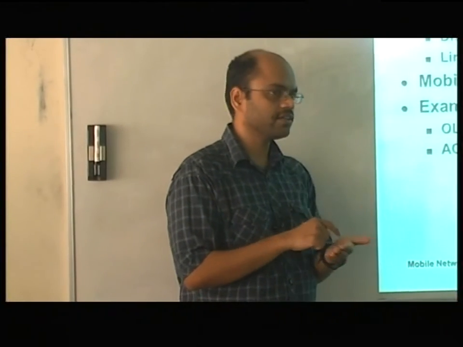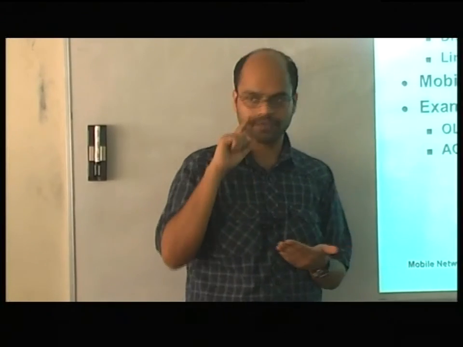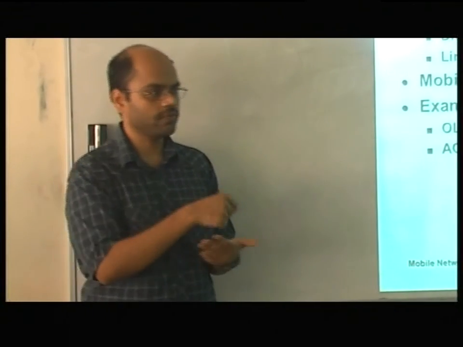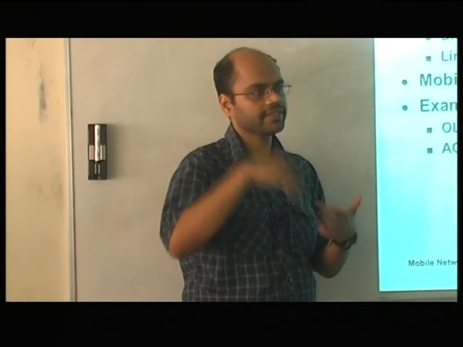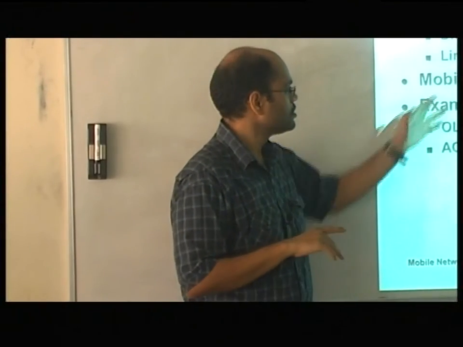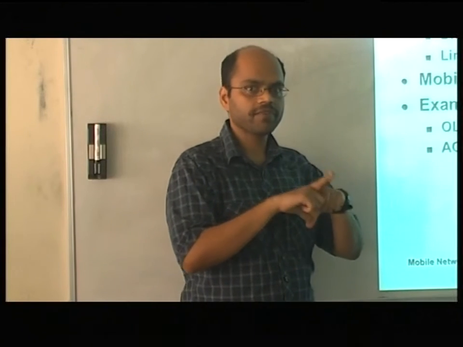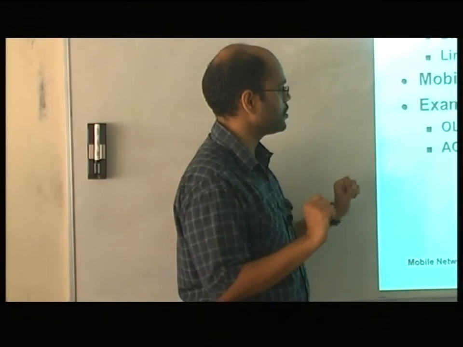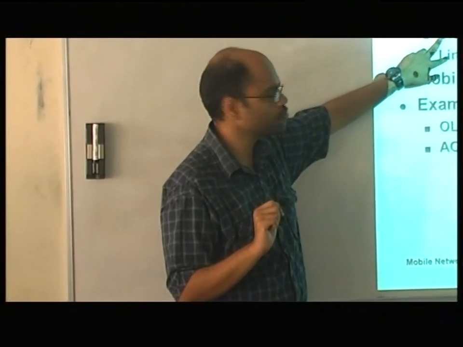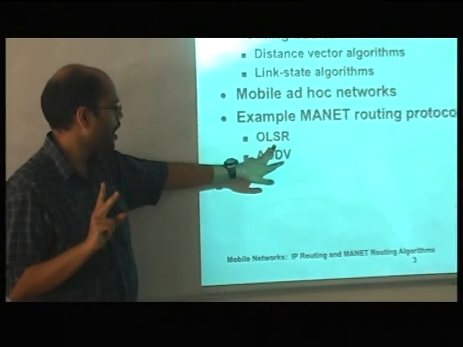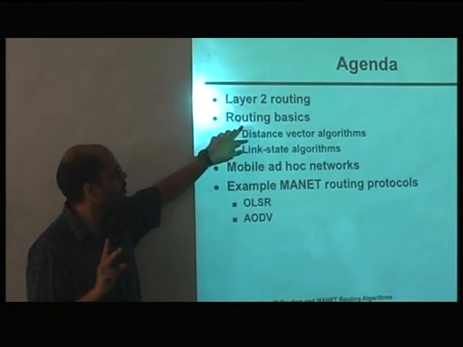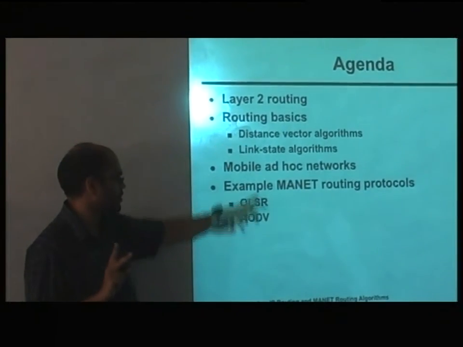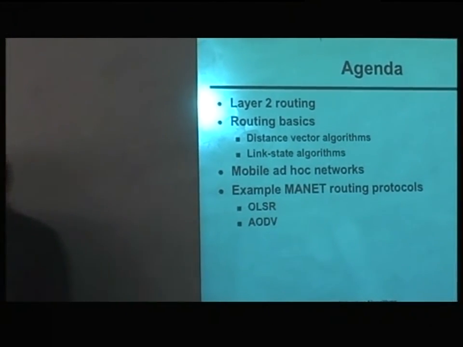In distance vector, every node does not have this information. They only exchange some information with their neighbors, and neighbors will tell them about their neighbors and so on. Every node does not have the entire picture of the network. So these are the two standard routing algorithms. And in MANET there are two algorithms which are related to this, but there is a difference. It's OLSR and AODV.